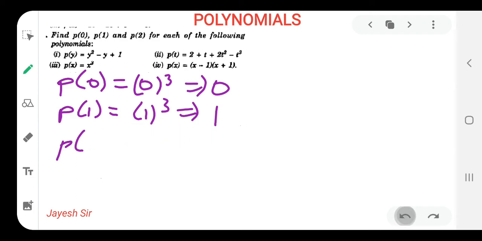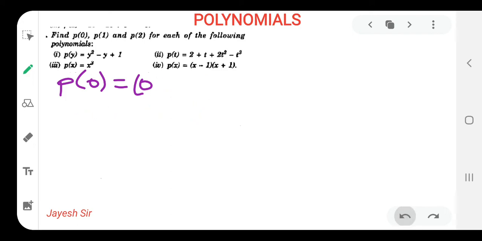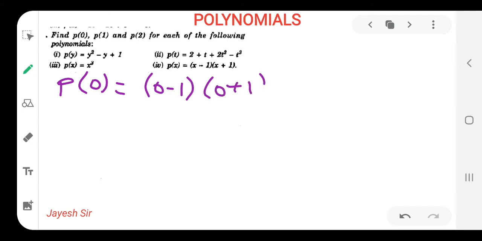So let's begin with our last sum. That means p having variable x. In that we are supposed to put the value as 0, 1 and 2. So let's begin with 0. 0 minus 1, 0 plus 1. Yes. 0 minus 1, minus 1 as it is, and 0 plus 1, plus 1. Minus 1 into plus 1, so the answer would be minus 1.